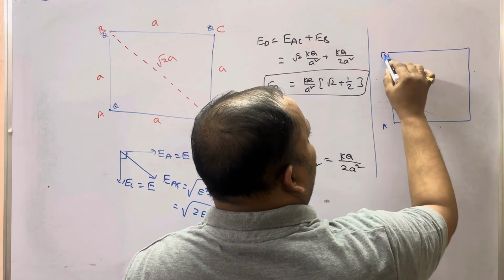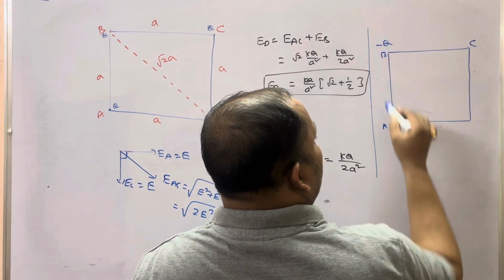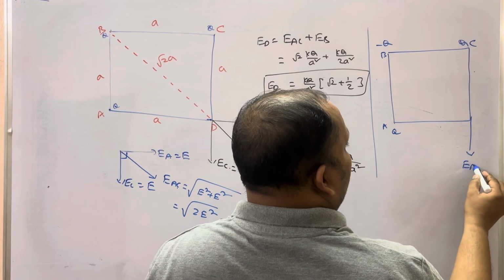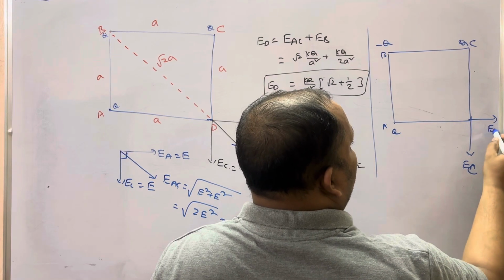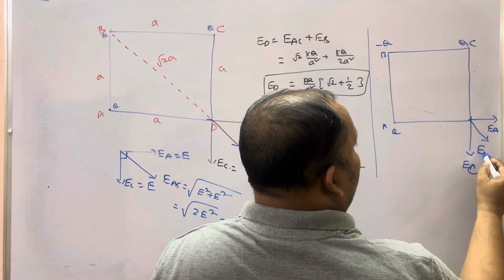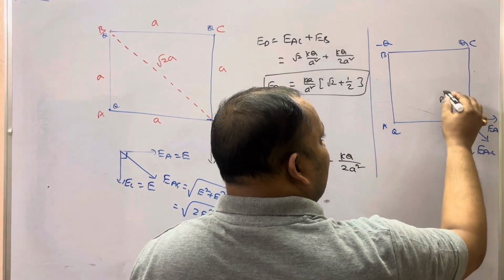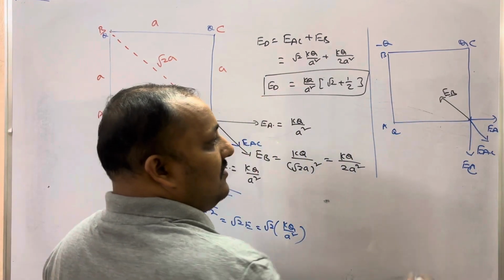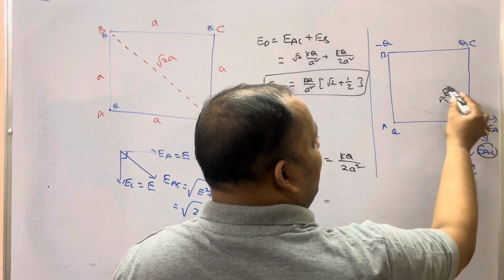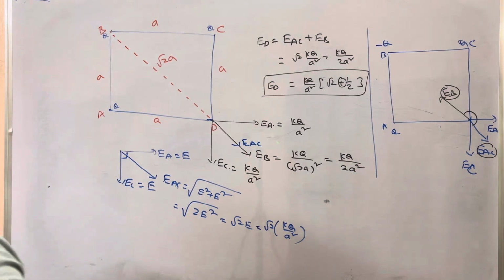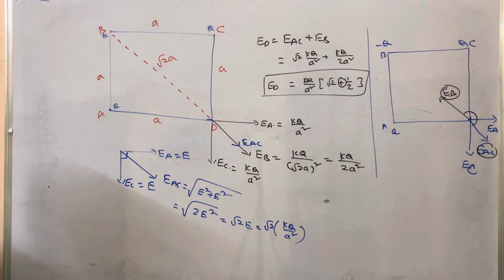So A, B, C. If it is minus q, so EC will be like this, EA will be like this, EAC will be like this, but EB will be like this. So what is the angle between EAC and EB? Here you will get a negative sign. Understood? So this is about the square.